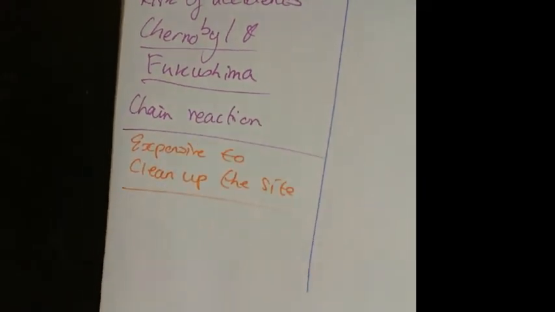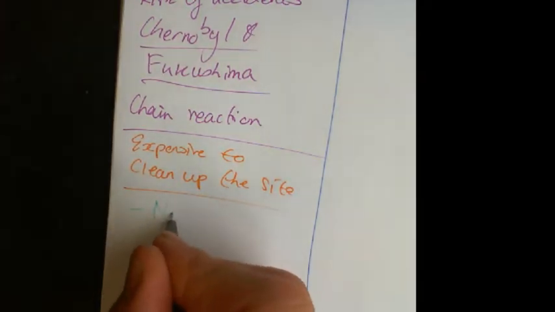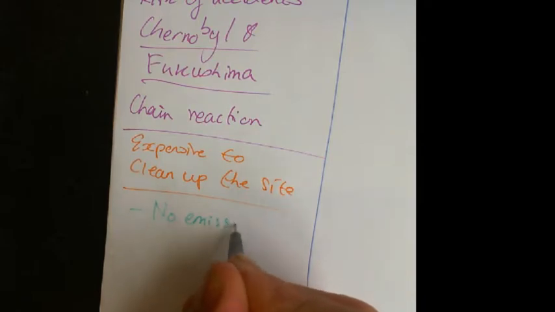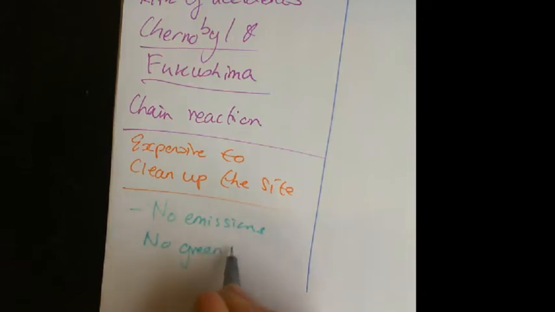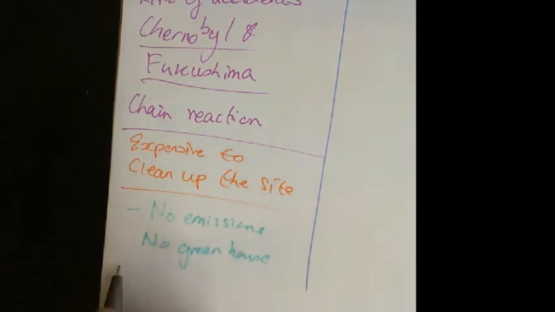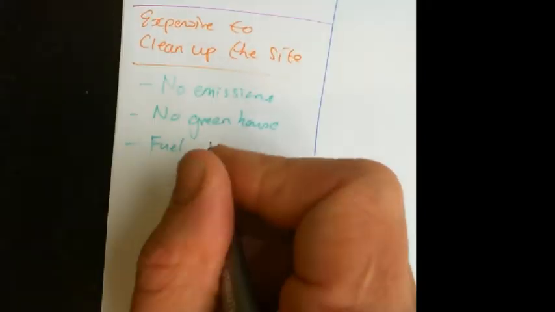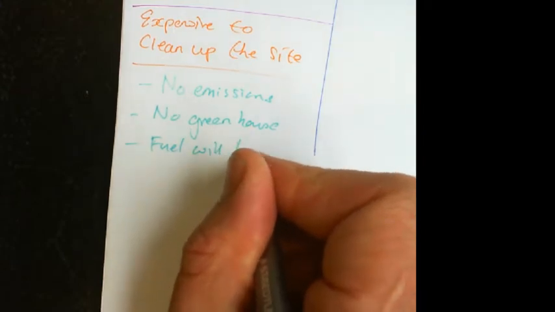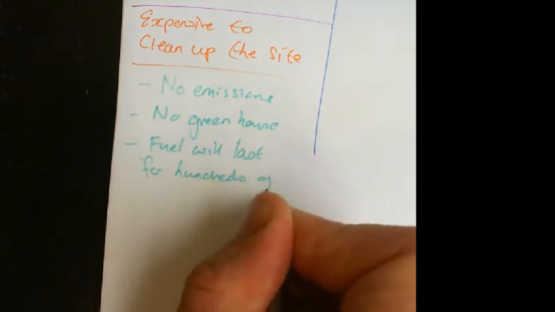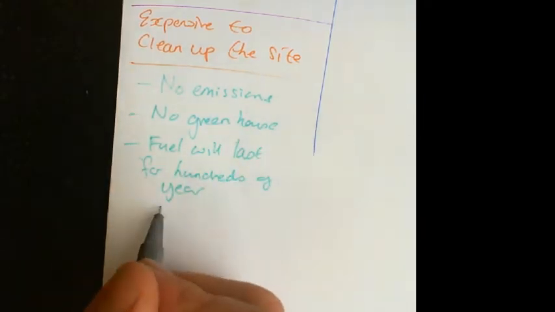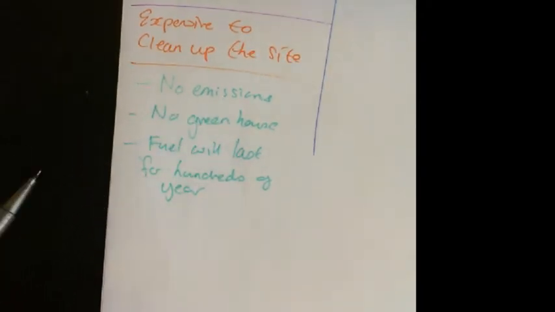Let's go on to what's good about it. First thing that's good about it is there's no emissions, okay? So, no greenhouse gases. The fuel will last for hundreds of years. Okay, so we're not going to run out. It's not like oil and gas. We're not going to run out anytime soon. No emissions, no greenhouse gases, and the fuel will last for hundreds of years.